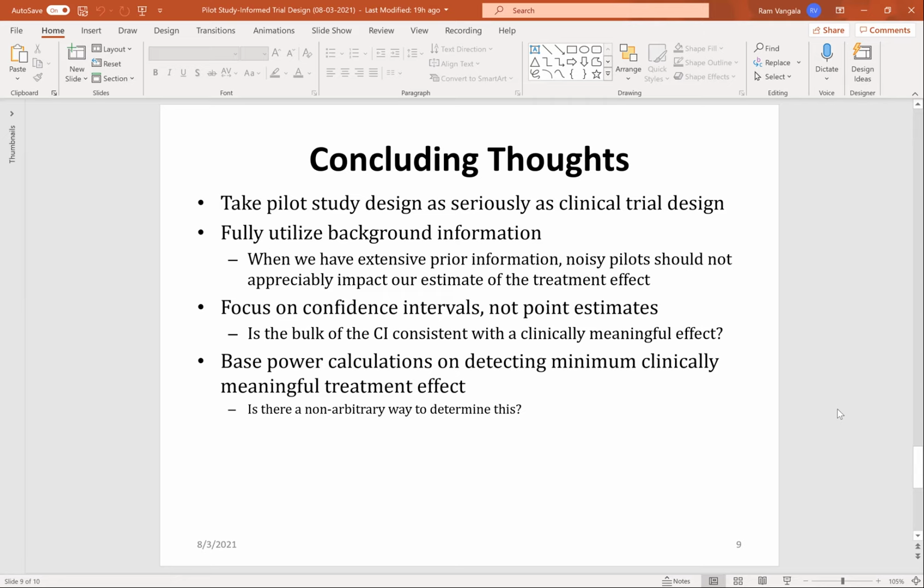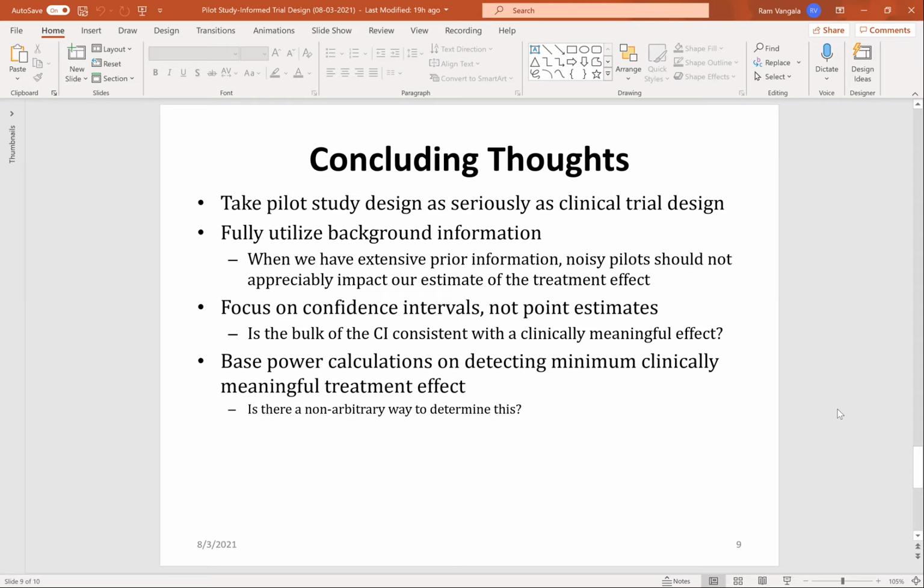And the last point is when you're doing your power calculation, think about what's a minimum clinically meaningful treatment effect to power on rather than what your pilot study found. And the reason is because if you're powered to detect the smallest clinically meaningful effect, you're powered to detect any clinically meaningful effect. And so as long as your treatment has a clinically meaningful effect, you will be powered to detect it.